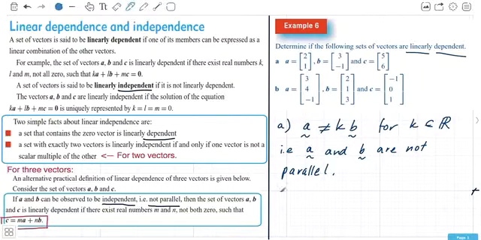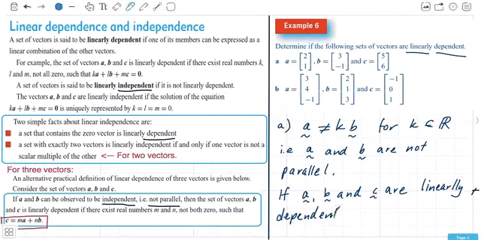So because I know that A and B are not parallel, I can now try and show this. If A, B and C are linearly dependent, then we should be able to satisfy C equals MA plus NB, where M and N are just constants, for M and N being real constants. Okay, cool. So we're going to try and determine whether or not that's the case.